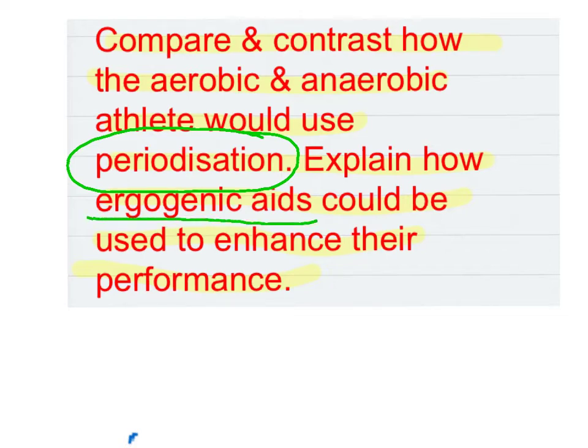Now what I've done, I've set you this little question. This is a typical big 20-mark question you could face on an exercise phys paper about how you've got to be able to tie in more than one area of the course that you study. So we're going to look at the aspect of periodisation and ergogenic aids.